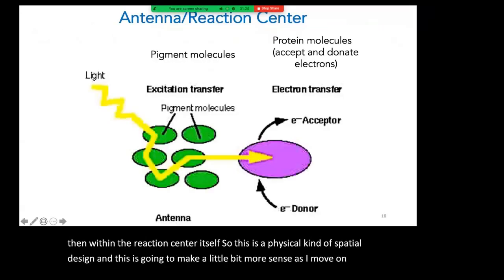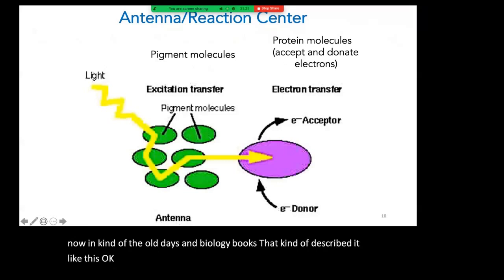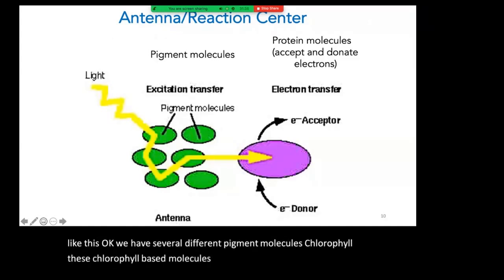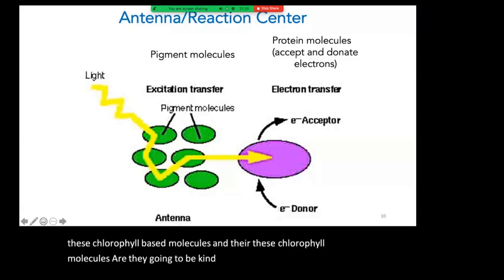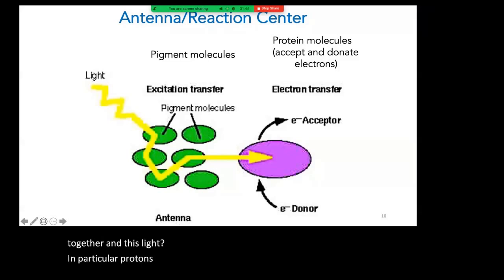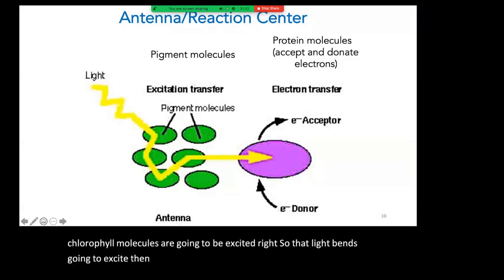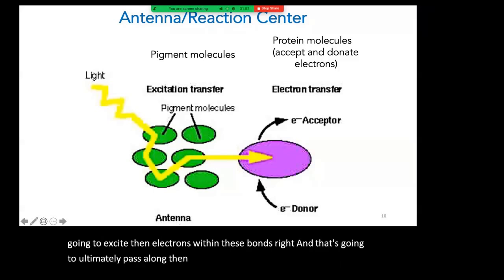Now, in the old days in biology books, they described it like this. We have several different pigment molecules, these chlorophyll-based molecules. And these chlorophyll molecules are going to be spatially clustered together. And this light, in particular photons, are going to be coming down. And these chlorophyll molecules are going to be excited, right? So that light is going to excite electrons within these bonds. And that's going to ultimately pass along an electron to this reaction center. So we're going to have this antenna component and then a reaction center.